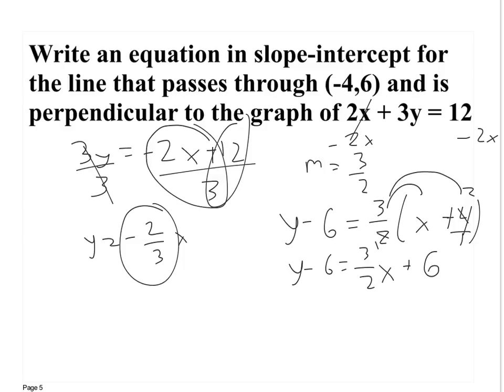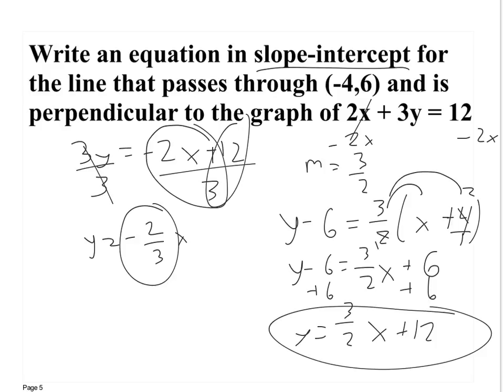Now I've got to get y by itself because it's in slope-intercept form. Always check to see what they want. It could be point-slope form, which if it is, I'm done. If it's slope-intercept form, I'd add 6. Here's my answer. Y equals negative 3/2 x plus 12. It is not negative, sorry. It is positive 3/2 x plus 12. Sorry. I don't know what I was thinking there. The slope has to be positive here because it was negative on the other side. For it to be perpendicular, they have to be negative reciprocals of each other.